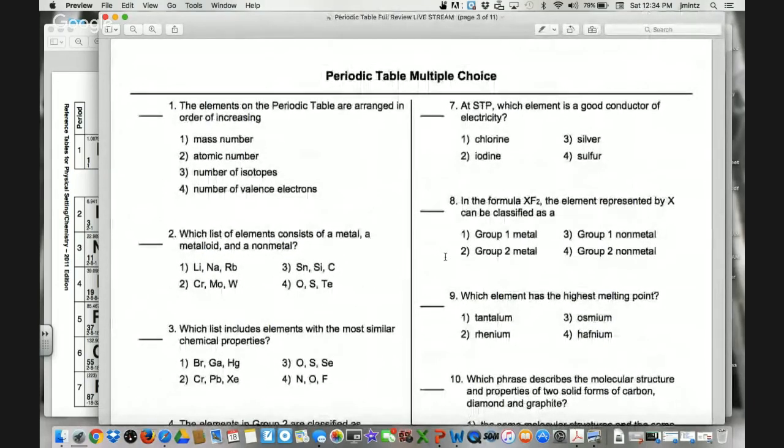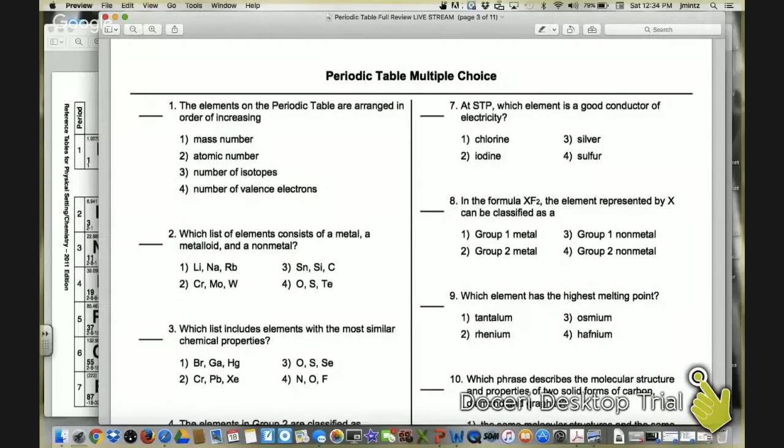Number 1 says the elements on the periodic table are arranged in order of increasing... All right, this question you should never get wrong. It is the atomic number. So don't get that question wrong. The atomic number is how the table is arranged.